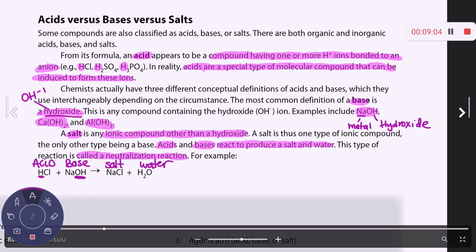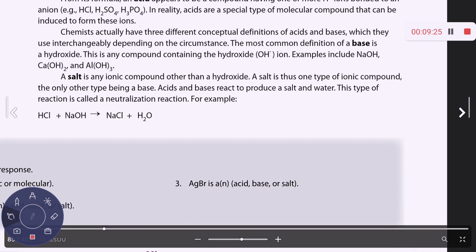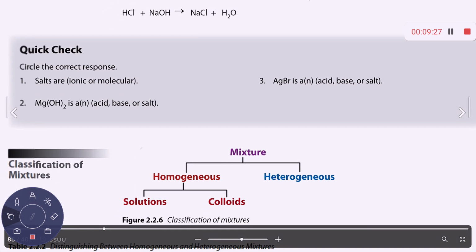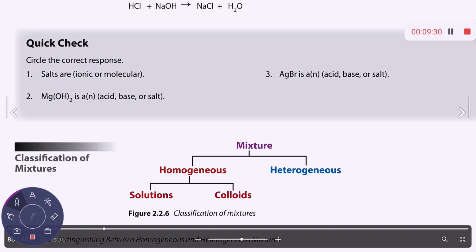Okay, let's take a look at the quick check. It says circle the correct response. Number 1, salts are ionic or molecular? Ionic. Ionic, perfect. Number 2, magnesium hydroxide is an acid, base, or salt? Base. Base, good job. Number 3, silver bromide is an acid, base, or salt? Salt. Good job. Let's go on to classifying mixtures, and then this is the last part of this section, okay?